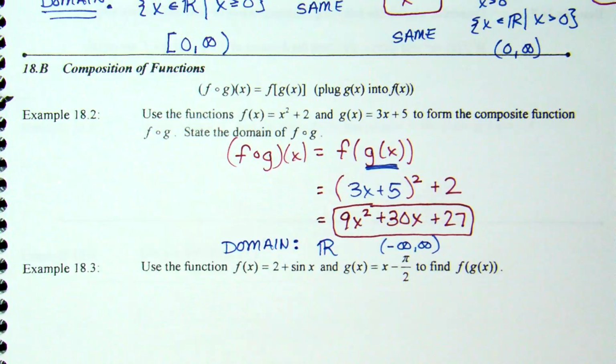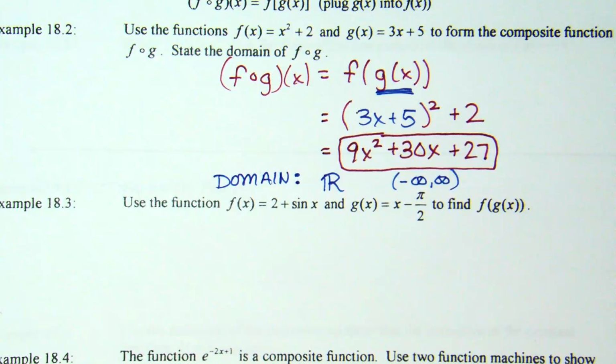Okay, you ready for example 3? We get new functions this time. f of x and g of x are new, and it says to find f of g of x. If they're asking me to find f of g of x, what are they basically asking me to find? That's f∘g. It just isn't stated as f∘g this time.